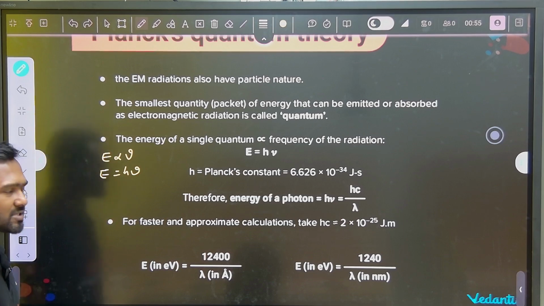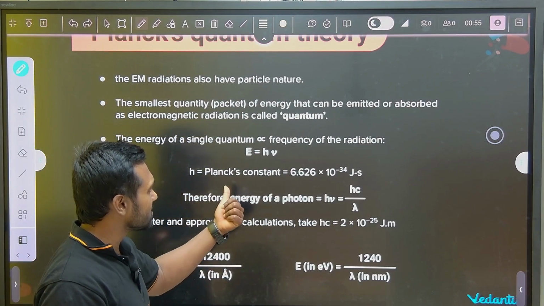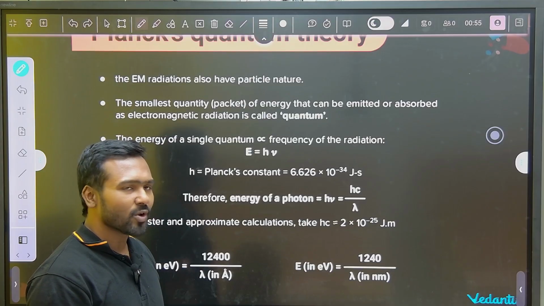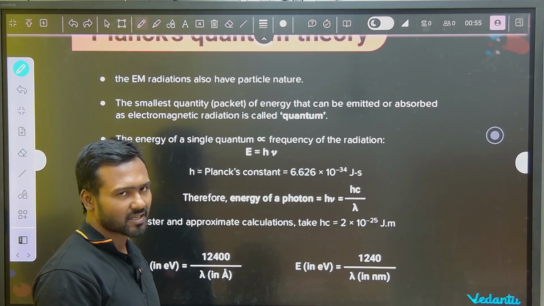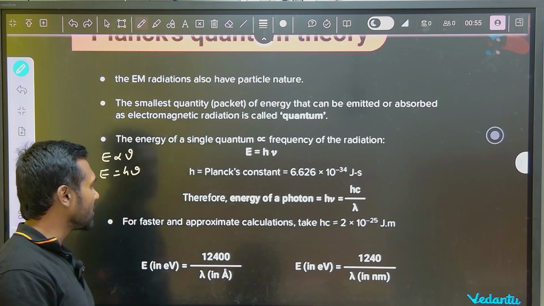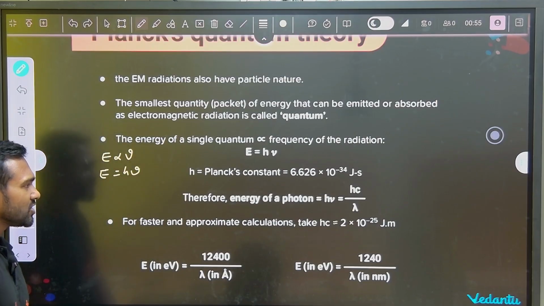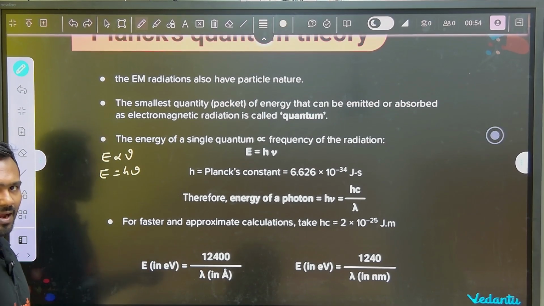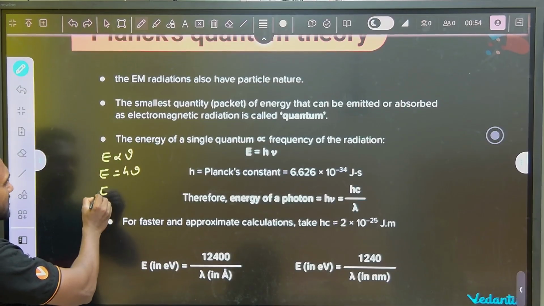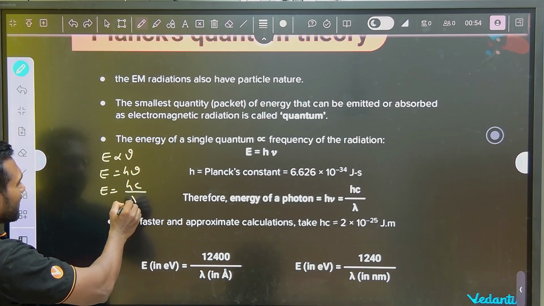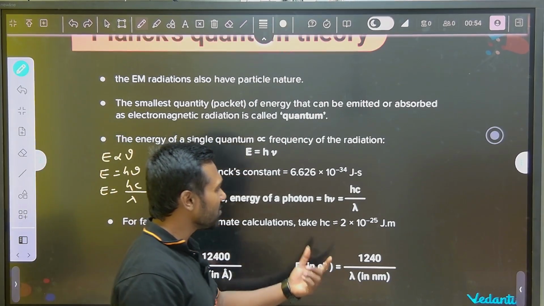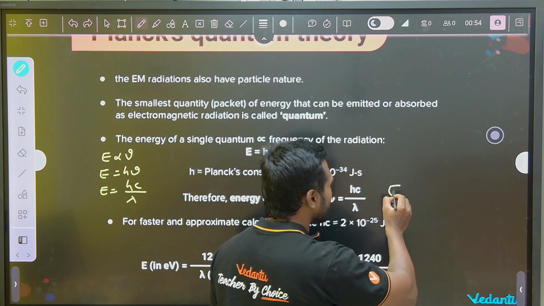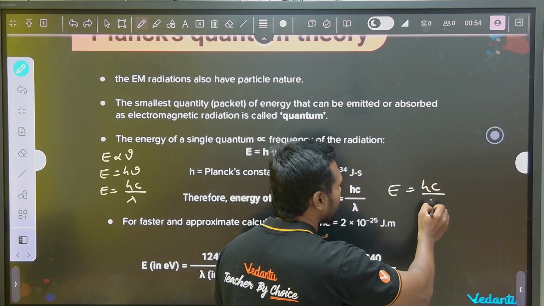That is, h is equal to Planck's constant, its value is 6.62 into 10 to the power of minus 34 joule into second. So if you relate the energy and the wavelength, we know that nu is equal to c by lambda, just now we wrote. So E is equal to hc by lambda. So from here you can see E is equal to hc by lambda.